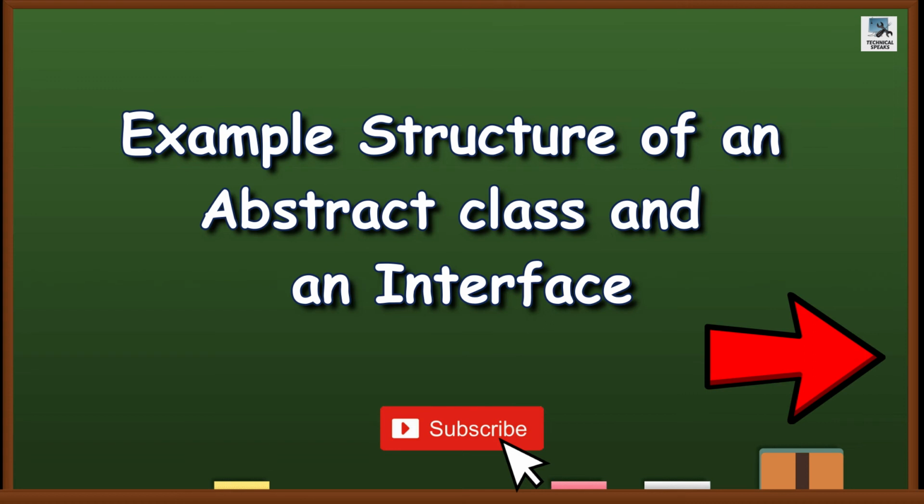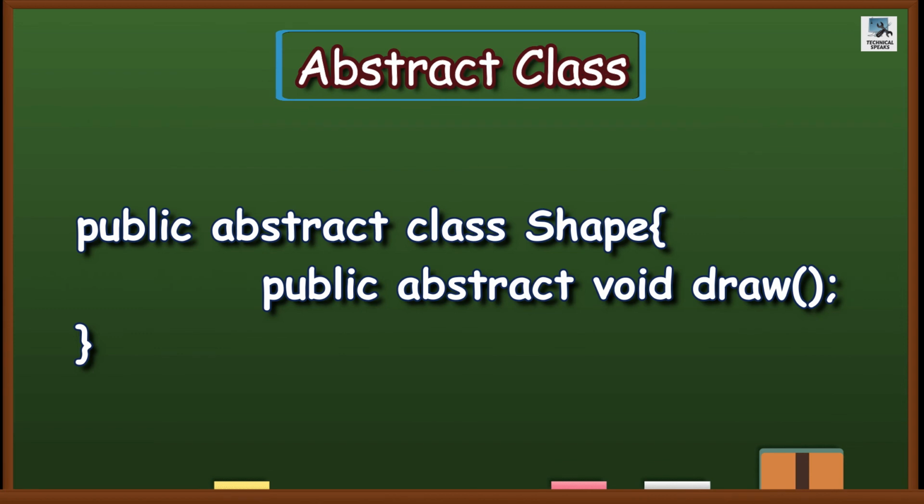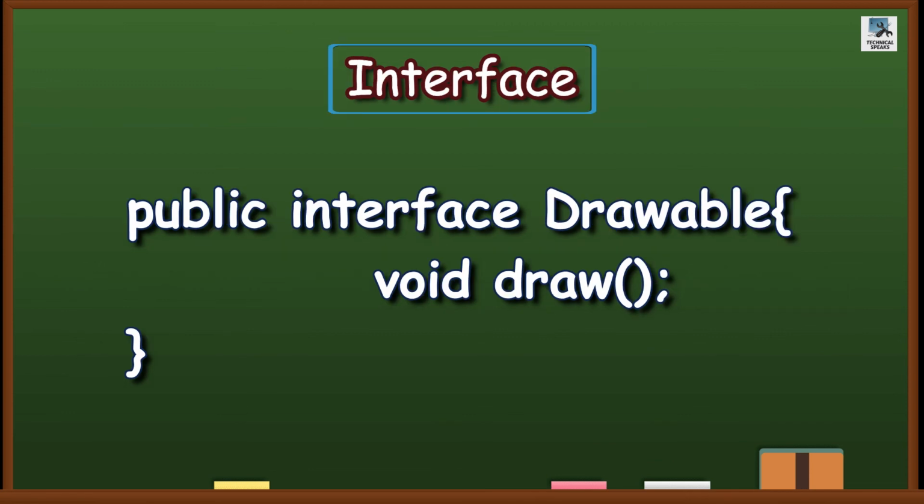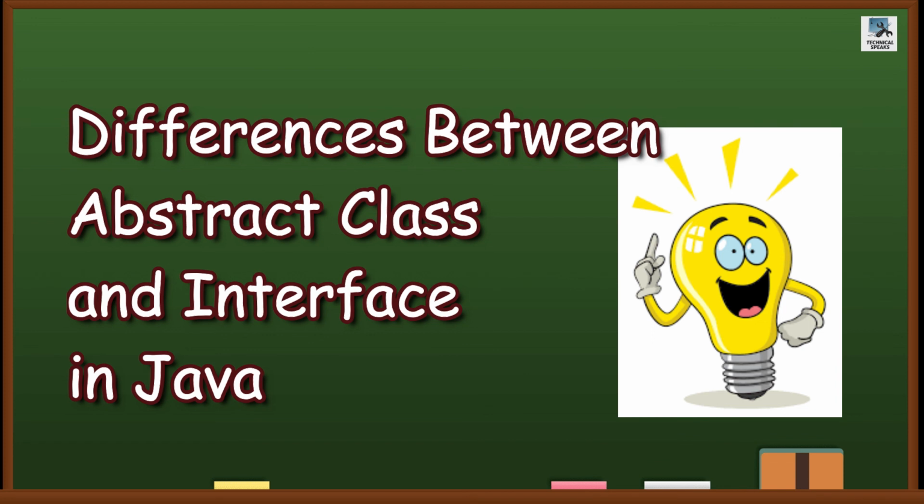Let's see an example structure of an abstract class and an interface. For an abstract class, it will be like public abstract class Shape, and inside the curly braces we should have a method like this, public abstract void draw. And for an interface, it will be like public interface Drawable, and inside the interface it should have a method like void draw. Here the method void draw is by default public, as we discussed earlier. So these are all the differences we should keep in mind about an abstract class and an interface.